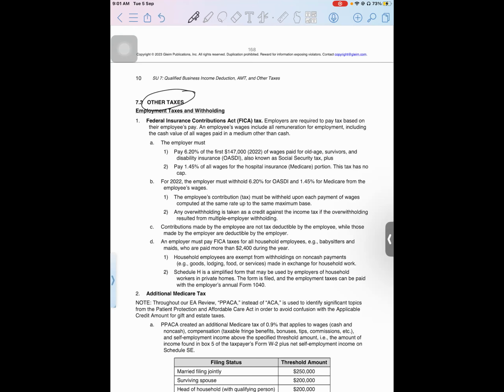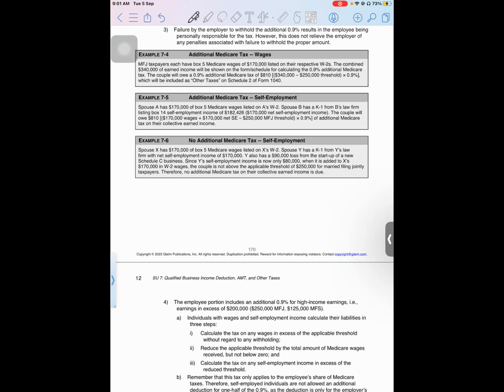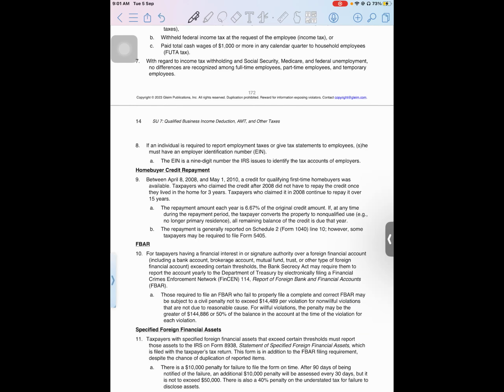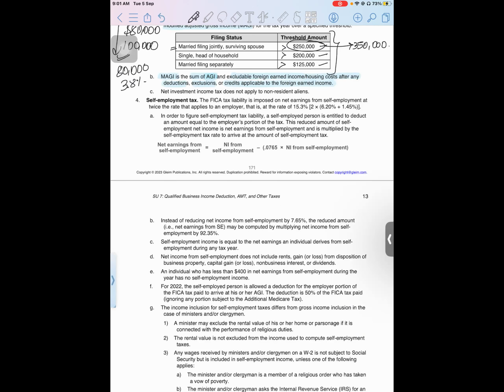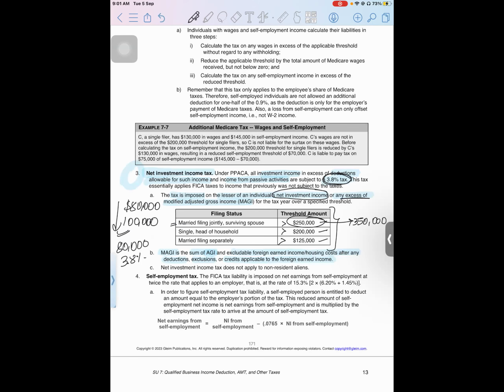Some of them are already done. I just need you guys to recall those things. I'll revise those things. The SUTA, FUTA, all those we have already done. So tomorrow we'll complete AMT and other taxes. Later on, we'll start with our main important chapter of property taxes.